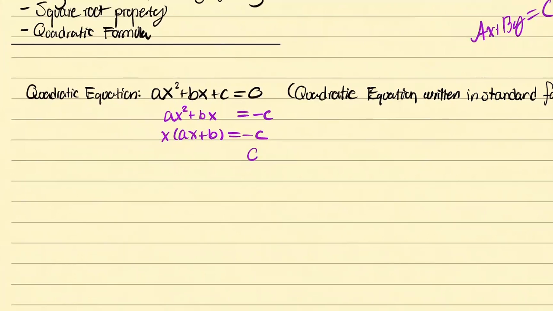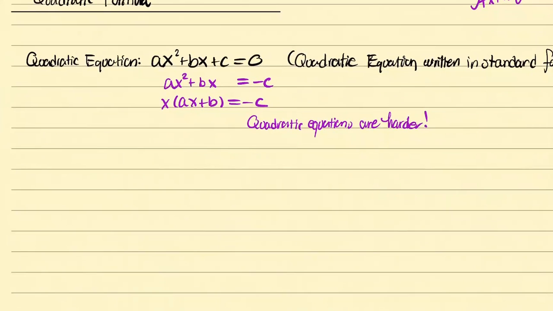So I haven't gotten x alone on one side, and now I can't solve it the normal way. So quadratic equations are harder. And now what we're going to do is talk about how to solve them by factoring. So we'll just start off with an example.